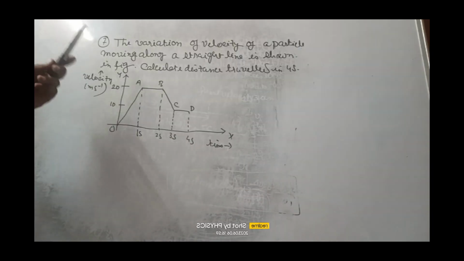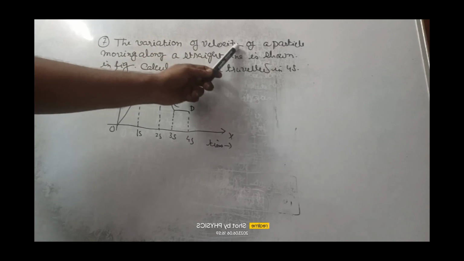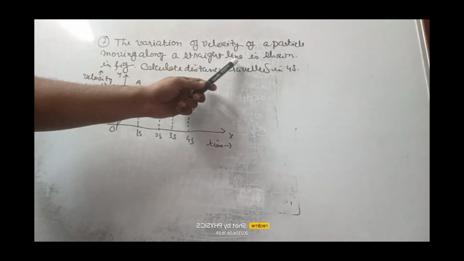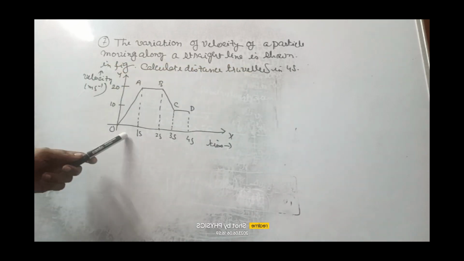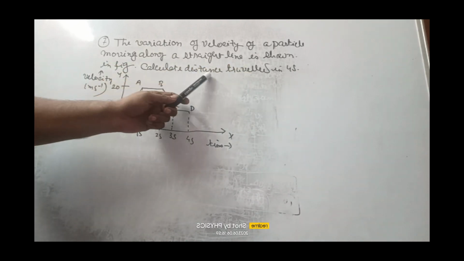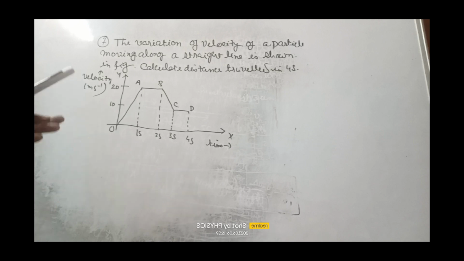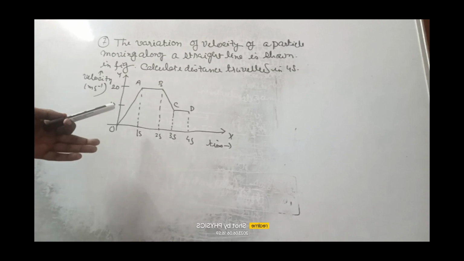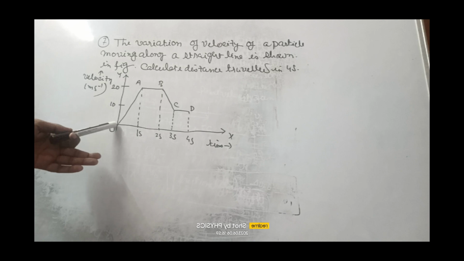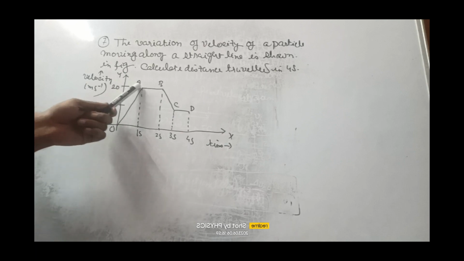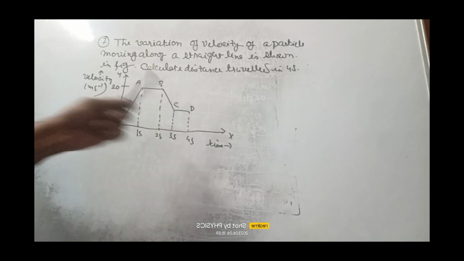Now here is the seventh problem. The variation of velocity of a particle moving along a straight line is shown in the figure. That is the figure. Calculate the distance traveled in 4 seconds. How to calculate the distance traveled in 4 seconds? We have to calculate the area, that is the distance covered. Distance is equal to the area covered by that graph, that is the area under OA, AB, BC and CD.